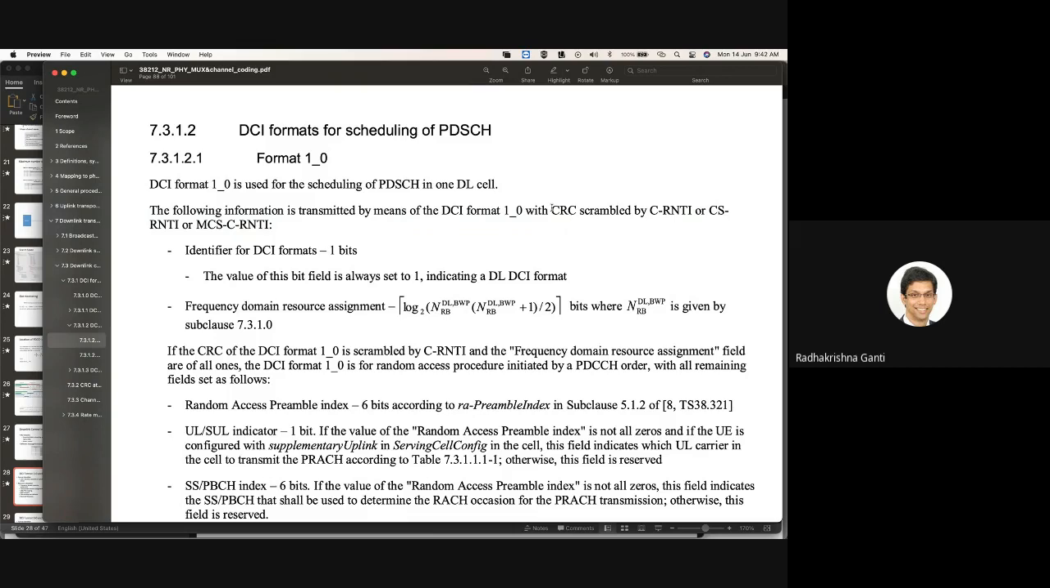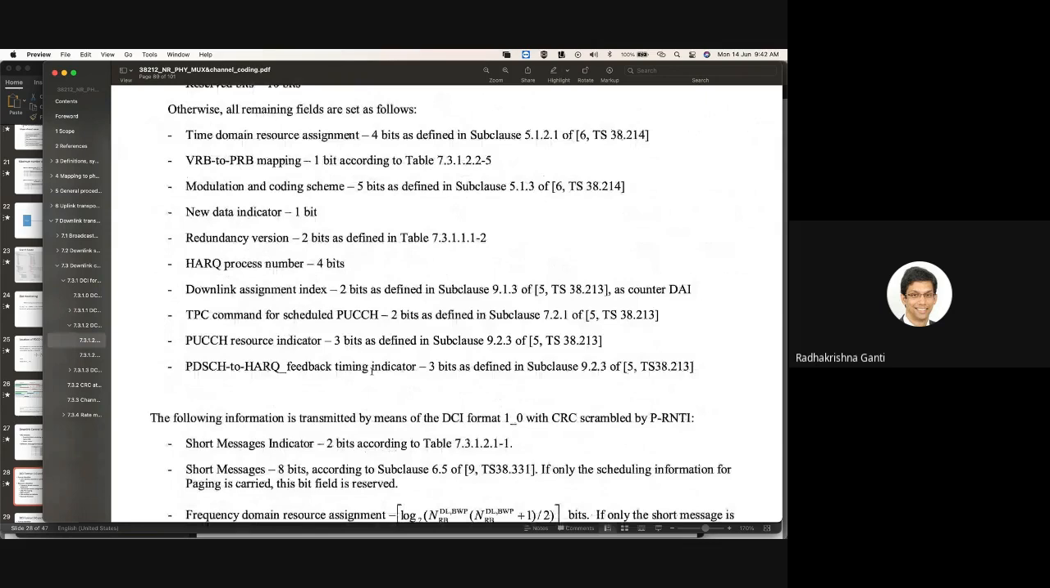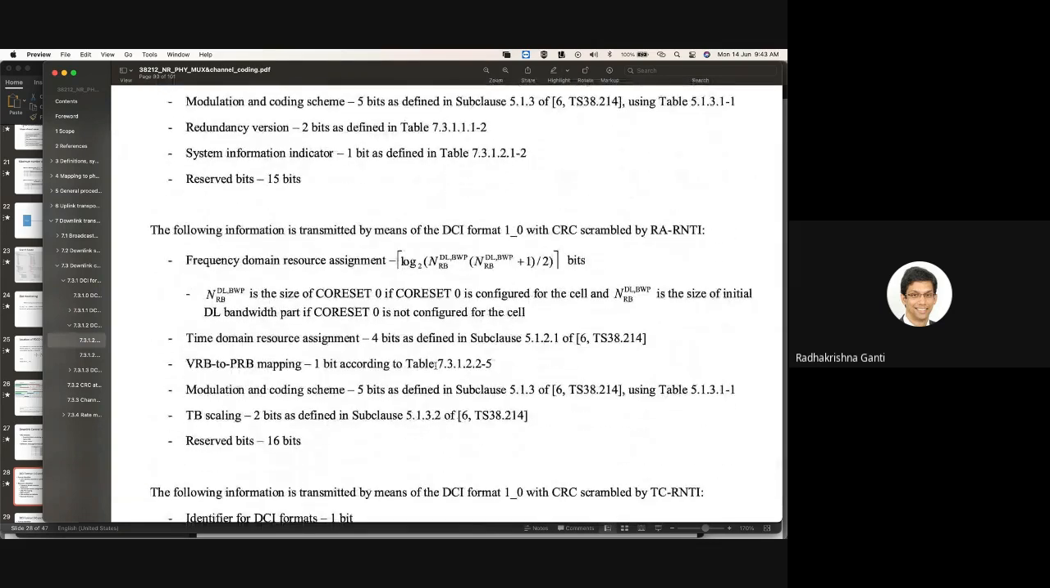So when you read this spec, it will tell you the format when the CRC is scrambled by different identifiers. For example, when the CRC is scrambled by C-RNTI, CS-RNTI or MCS-C-RNTI, the following information is transmitted. Otherwise, when you are transmitting with P-RNTI, different information. Similarly, for RA-RNTI: when you're doing random access response, when the base station is responding with the first DCI message after random access, this is the information that is transmitted.